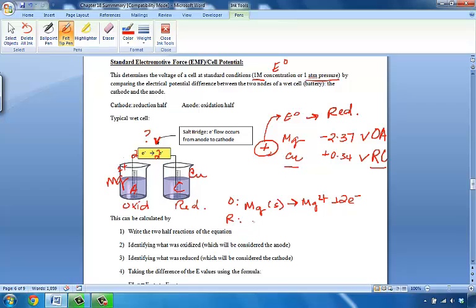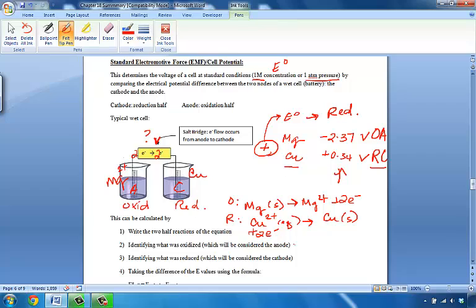The reduction half would mean that copper was a 2+ aqueous ion, and it became copper solid that's neutral. How did that happen? It gained these 2 electrons. So those are our two half reactions. We can look those up in the table, and that is how we can attain those values.